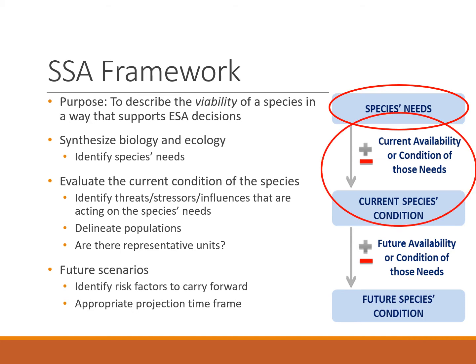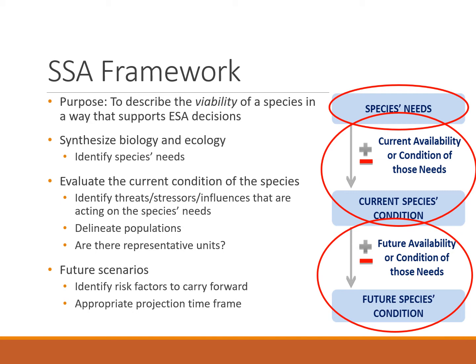That allows you to jump to evaluate their current condition, so looking at the current availability or condition of those needs. And this is a step at which you're identifying any kind of threats or influences that are acting on those species needs, and then also delineating any populations that exist, asking yourself if there are representative units that you can evaluate later on in terms of representation. And this allows you to move forward into an evaluation of the future species condition.